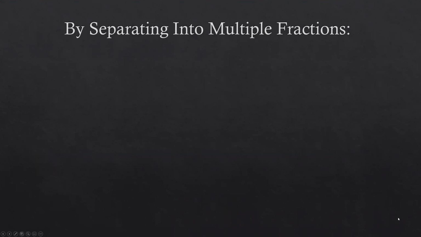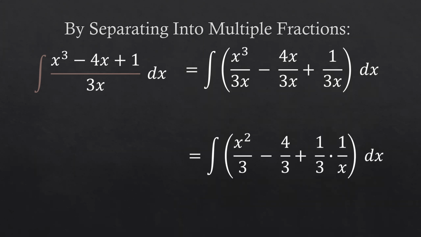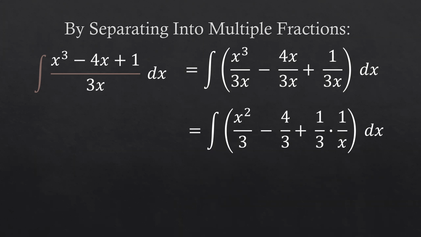Okay, so first, suppose you have an integral that looks like this, where you have a sum on the numerator, all divided by 3x. You can then take each individual term in the sum and divide by 3x to simplify that to just x squared over 3. This x is going to cancel with this x right here, and it will just be 4/3. And then 1 over 3x, I split that into 1/3 multiplied by 1 over x. And the reason why I did that is because that's something that I know when I am taking the integral, right?